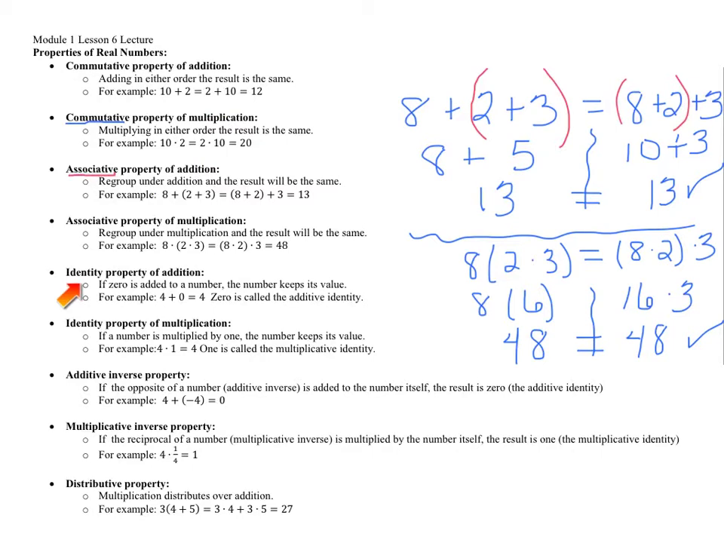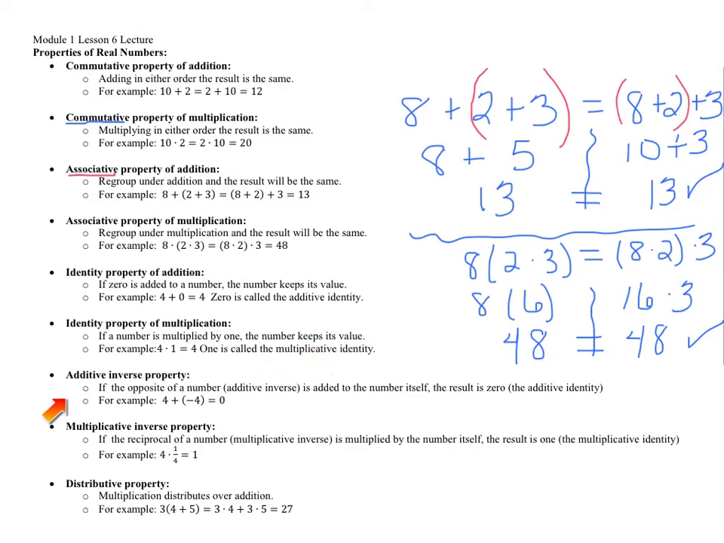Next, we have the identity property of addition and the identity property of multiplication. For addition, this tells us that when 0 is added to a number, the number doesn't change its value. So 4 plus 0 is still 4. Here, 0 is called the additive identity. Similarly, the multiplicative identity tells us that we can multiply a number by 1 and keep its value. So 4 times 1 is still 4. Here, 1 is called the multiplicative identity.